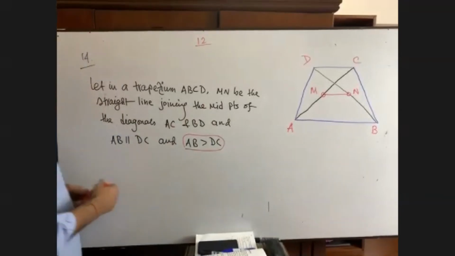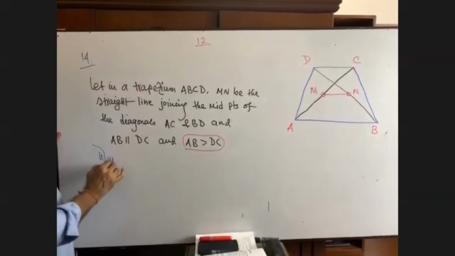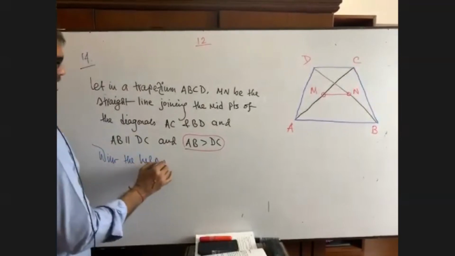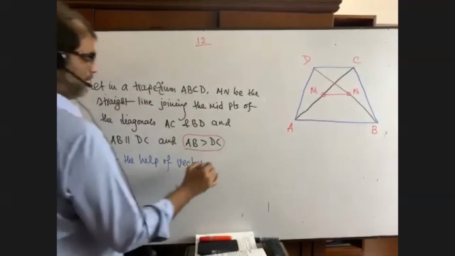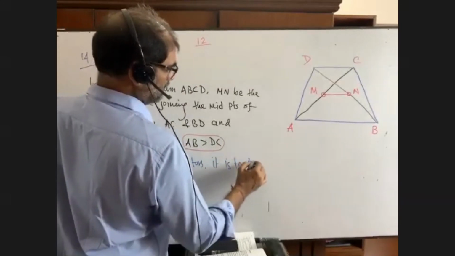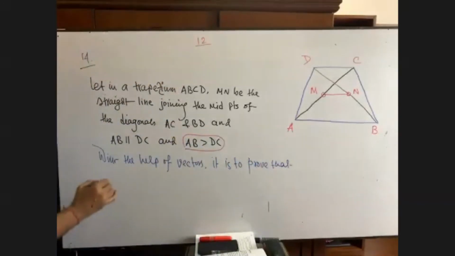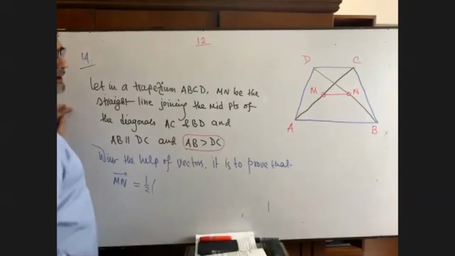With the help of vectors, we have to prove that... what is to prove? Let me know. That MN thus found is equal to half of their difference. So if AB is not greater than DC, then we cannot write.